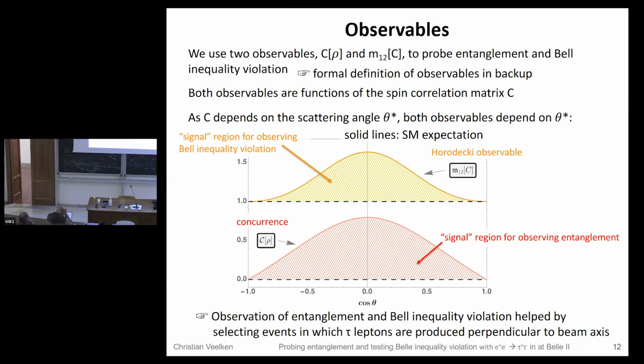The standard model expectation for the concurrence and for the M12 observable are these solid yellow and red lines. And you see that it becomes easier to observe entanglement and Bell inequality violation if we select events in which the taus are produced perpendicular to the beam pipe, to the beam axis. And this means that we have an optimization to do in order to choose an optimal cut on the scattering angle cos theta. The area between the solid lines and the dashed lines, this is the kind of contingency that we have for the loss in sensitivity due to experimental resolutions.